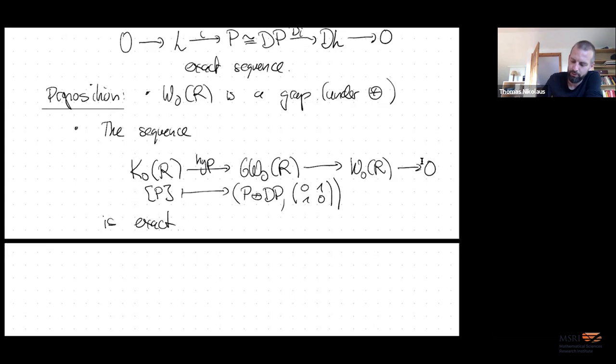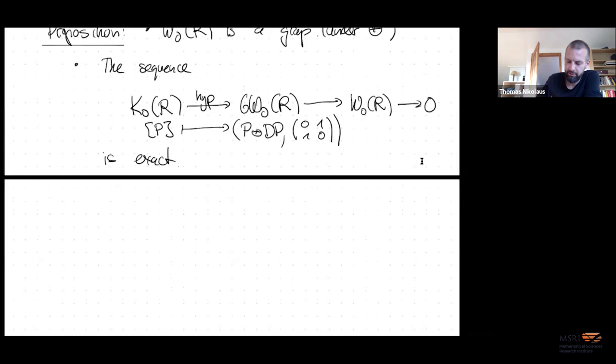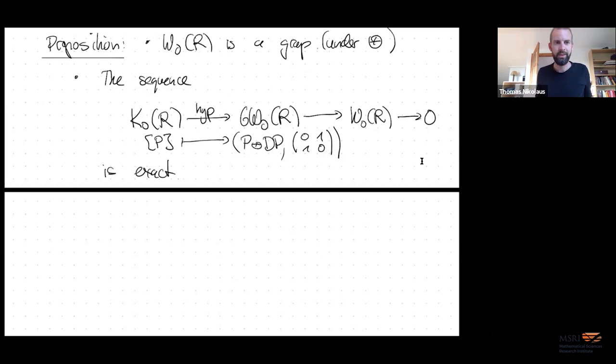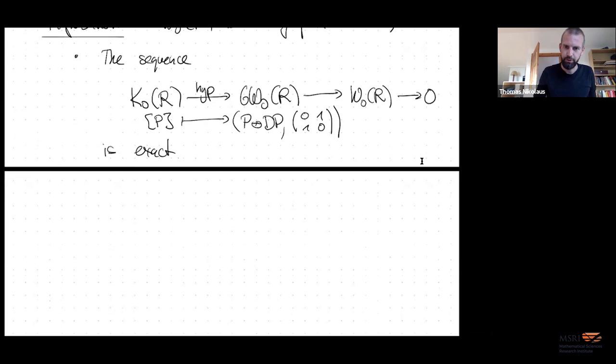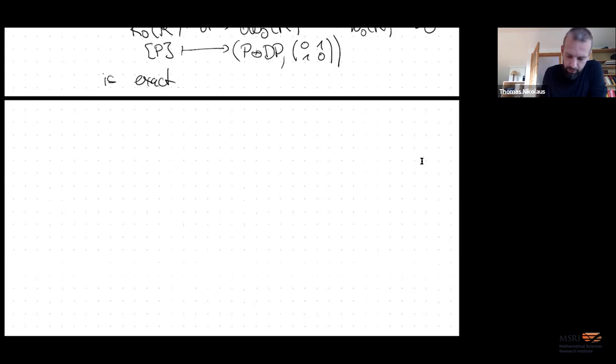Okay, good. And in fact, the main result I want to talk about today is kind of a higher generalization of this proposition. But before I talk about that, let me give you an example of this proposition, or of the situation that arises. That's the following example, and that is, let's look at the case of the integers. How does our exact sequence look in this case? I have K0 of the integers, Grothendieck-Witt 0 of the integers, and then Witt 0 of the integers, down to zero.